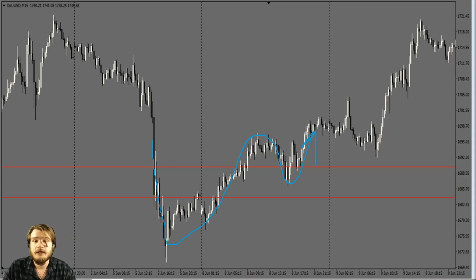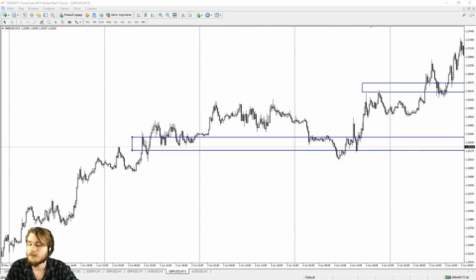Okay, so let's try to find some examples on a live chart. Okay, it's very simple also to find. Let's just go back to the chart. Okay, so this is what it looks like on a live chart. Once again, this is easy to find. So this is a support level we drew for pound USD.